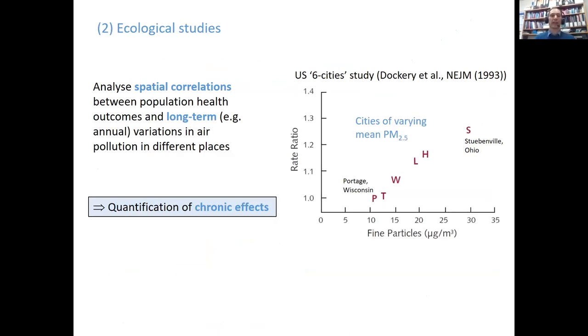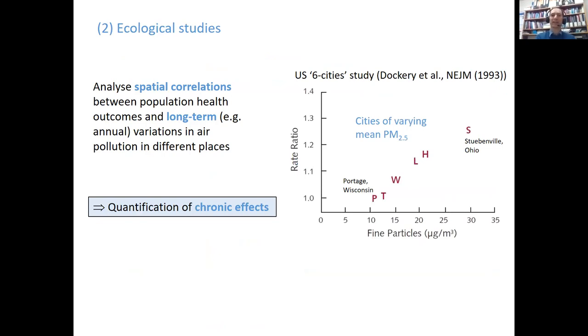The other broad category of air pollution epidemiological studies are the so-called ecological studies, where this time we're looking to analyze the spatial correlations between population health outcome and concentration. So we're looking for populations that have got exposure in different concentrations over the long term. So typically you might look at people living in a city center versus the suburbs, or between different cities that have different average concentrations of pollutants. And again, looking to see whether there's an association between people living in more polluted areas and having more adverse health outcomes, such as mortality. So this enables us to quantify the so-called chronic or long-term effects of air pollution.